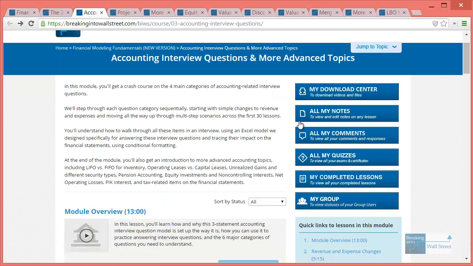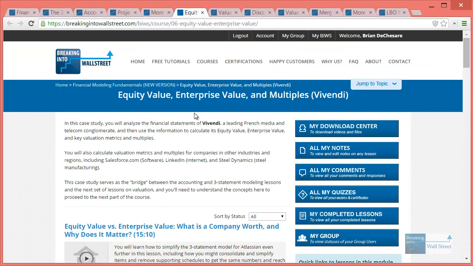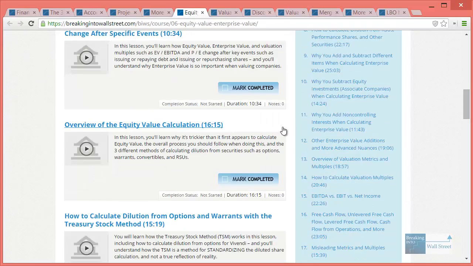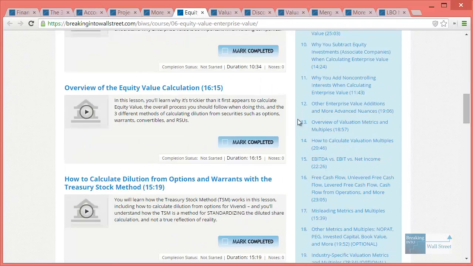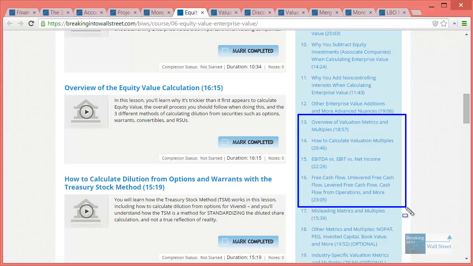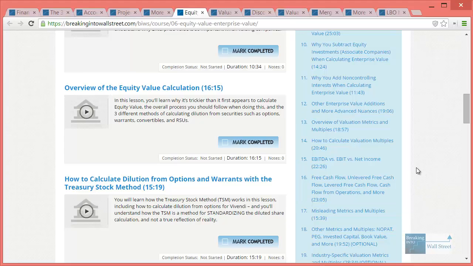In particular, with the one on equity value, enterprise value, and valuation multiples, these lessons on how to calculate the actual multiples and the differences between different types of free cash flow are a lot more important. And again, these are common interview questions, so that's why I've listed them here.